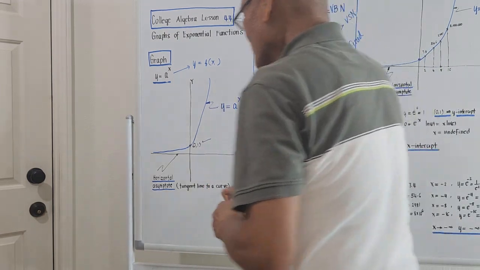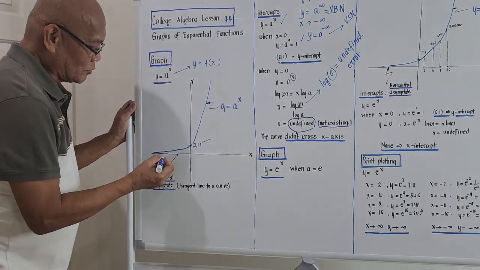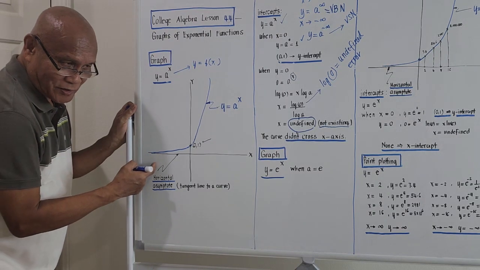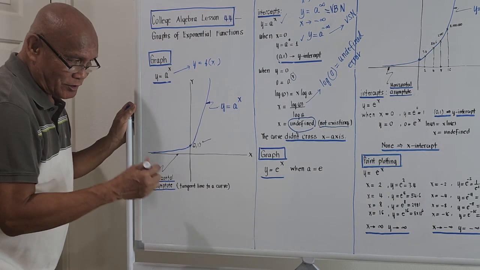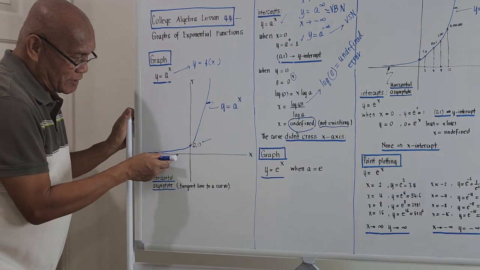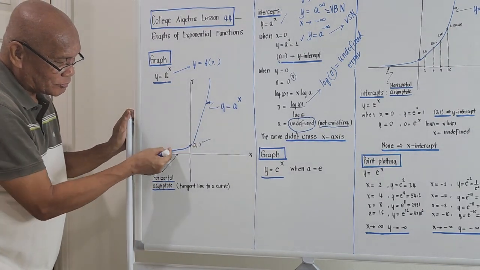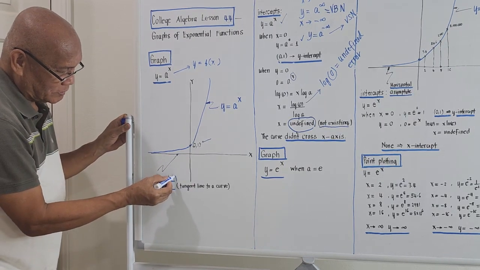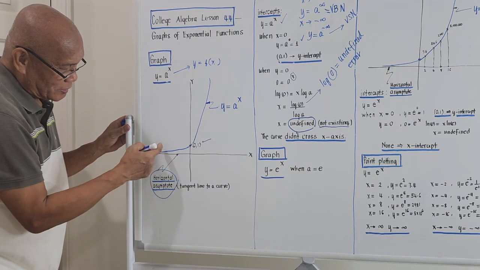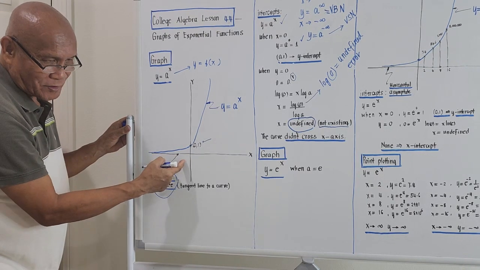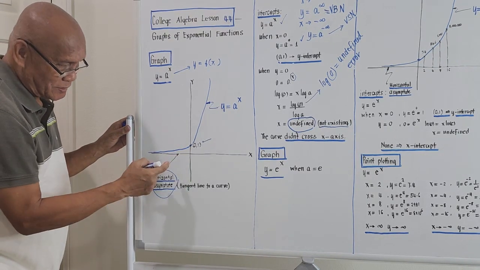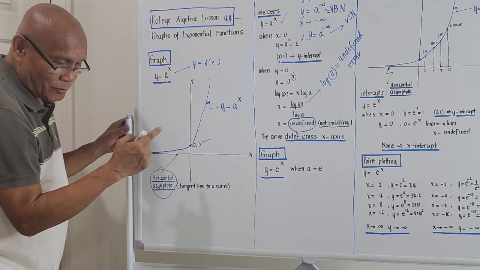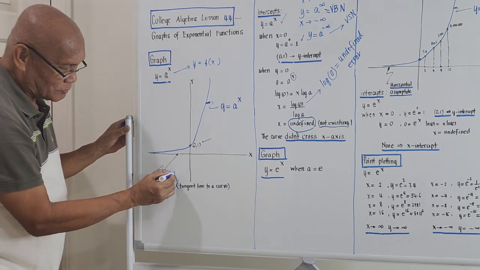So in here, this portion of the graph does not touch the x-axis. It seems the x-axis is actually a tangent line to this curve. That's why we call this the horizontal asymptote. If the curve does not touch the x-axis, because it seems the x-axis is a tangent line to this curve, we call this line a horizontal asymptote.